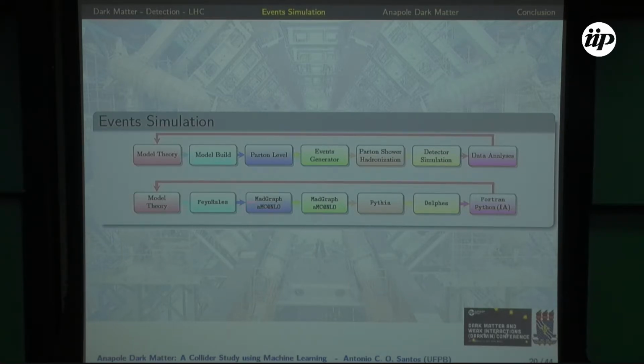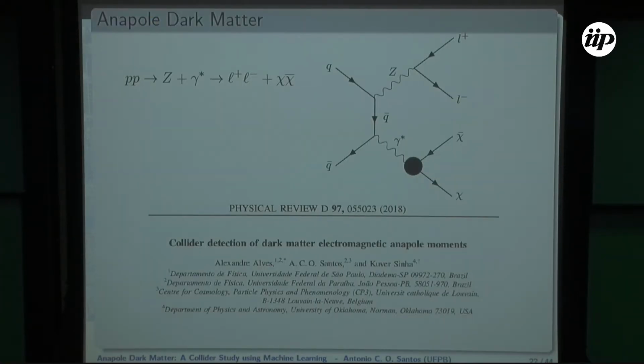So to do all this analysis, we implemented the model in FeynRules. We generate the events in MadGraph at parton level. We employ Pythia for parton shower and hadronization, detector simulation with Delphes, and data analysis. We extract our simulated data with Fortran codes and employ the boosted decision tree, which is written in Python or C++, but in particular we use the Python version. So this was our main channel, this anapole through the leptonic final state.